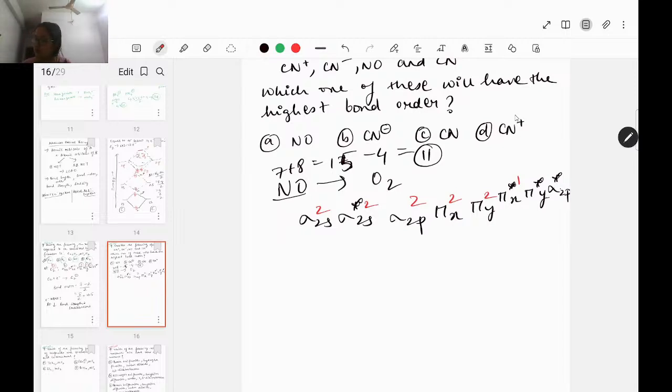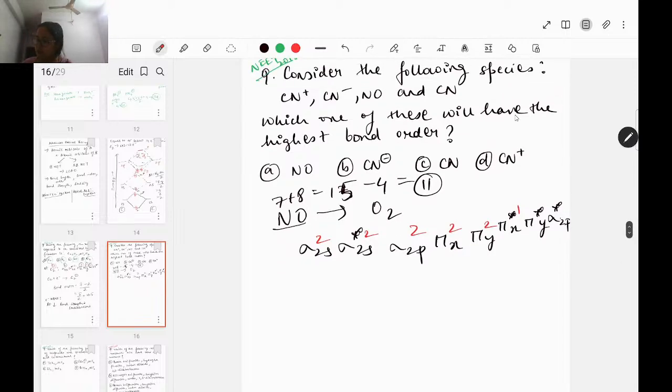Okay. So now what is the bond order? We have to find out the bond order. Bond order is equal to 2, 3, 4, 5, 6, 7, 8. So 8 minus 2, 3. 8 minus 3 by 2, which is number of bonding electrons minus number of anti-bonding electrons by 2. Okay, so 8 minus 3 is what? 5. 5 by 2 is 2.5. So bond order is 2.5.